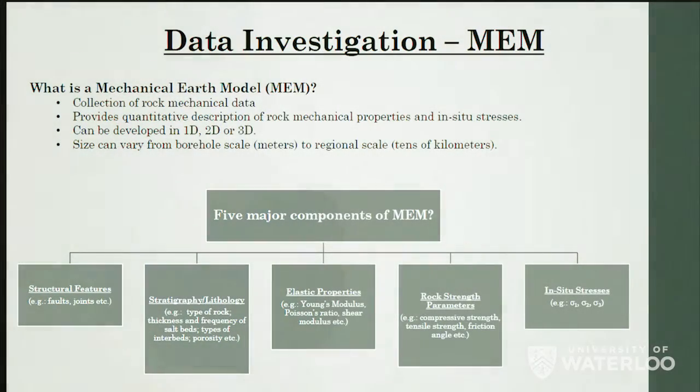The second phase of the geomechanical model is data investigation, or creating a mechanical earth model. Mechanical earth model is basically a collection of rock mechanical data, and there are 5 major components of MEM. These are structural feature information, stratigraphy or lithological information, elastic properties of rocks, rock strength parameters, and in situ stresses such as sigma 1, sigma 2, and sigma 3.